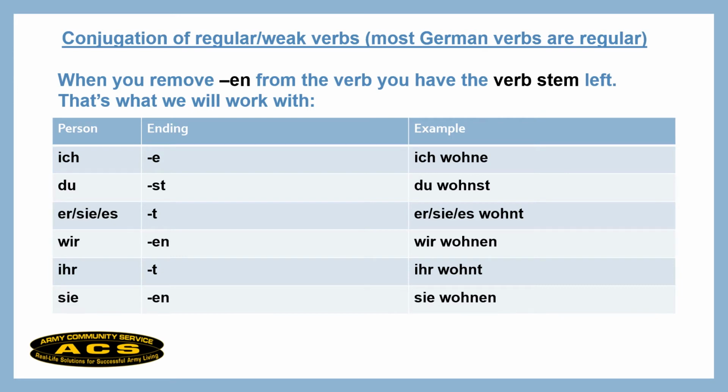Wohnen, if I remove the en, I have the verb stem wohn, W-O-H-N, left. But now I have to add an e because it's the first person singular. So my result would be ich wohne. For example, ich wohne in Kaiserslautern. Second person singular, if you remember, we said we have to add st, so the result would be du wohnst. Du wohnst in Ramstein.